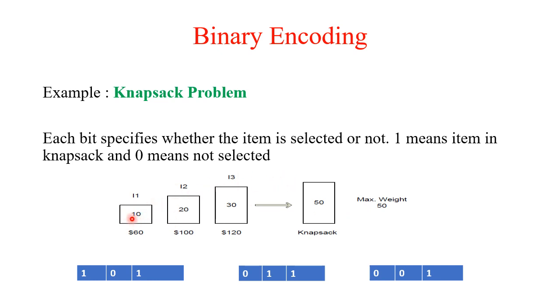So what are the various solutions possible? We can select 1, we can discard 2, we can select 3. So 101 means we selected item 1, we discarded item 2 and we selected item 3. 011 means we have excluded item 1 and we have selected item 2 and item 3.